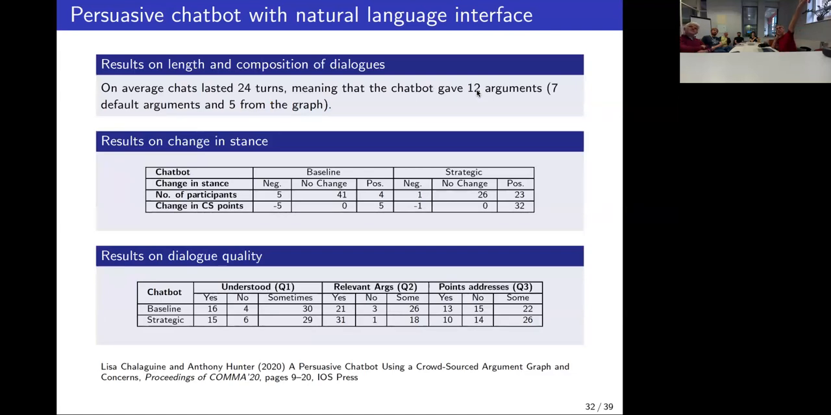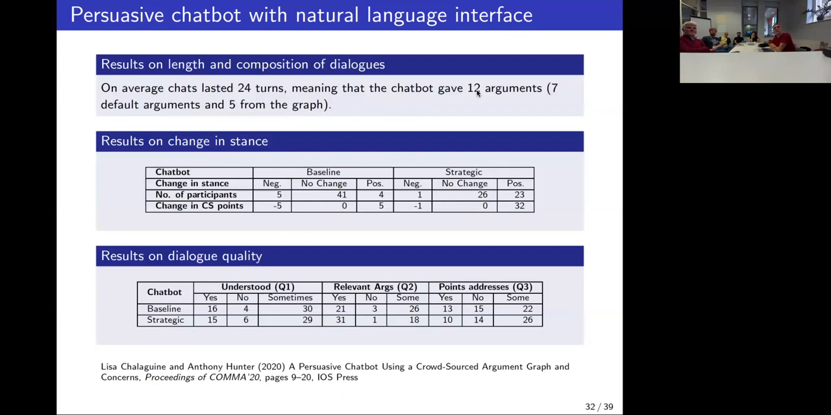So the top box gives some results. On average, it took 24 turns, so 12 for the chatbot and 12 for the user, which I thought was quite long. Just over half were default arguments, but nonetheless, if you look at the dialogues, they don't look bad. Now, the results, the middle box is the important thing.